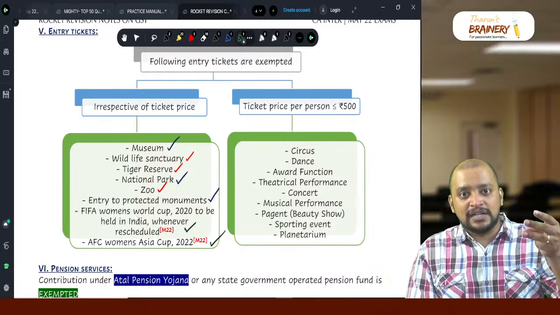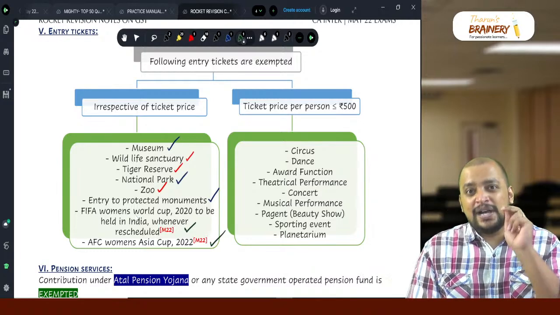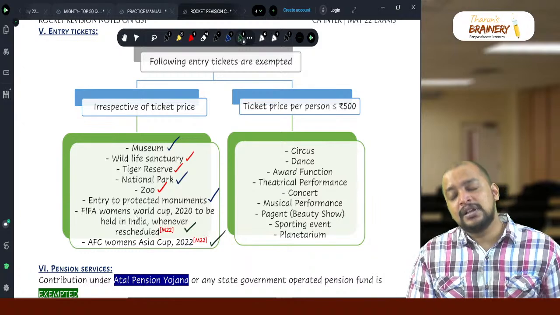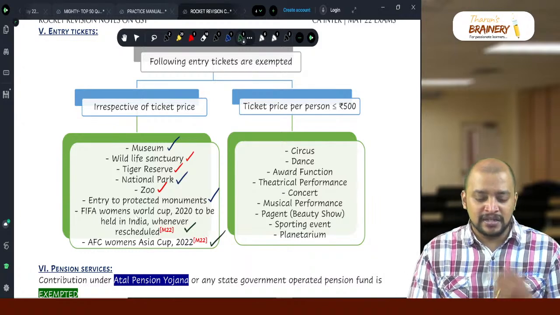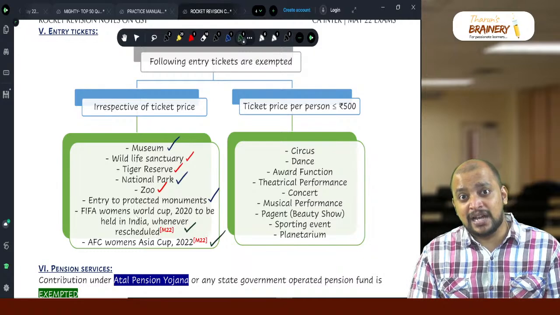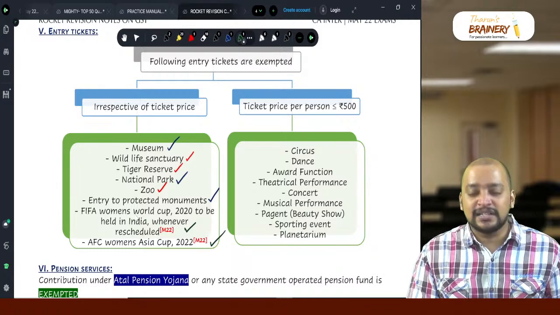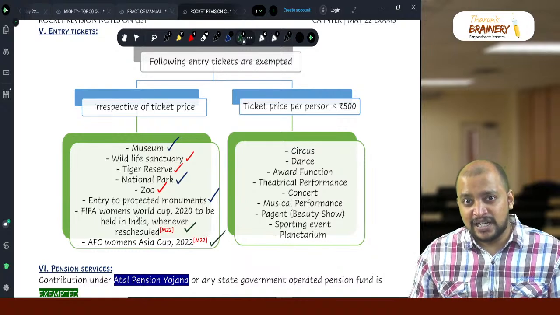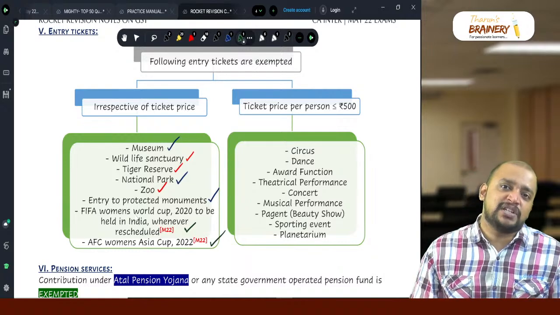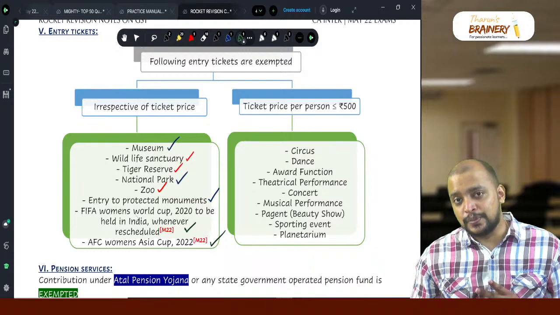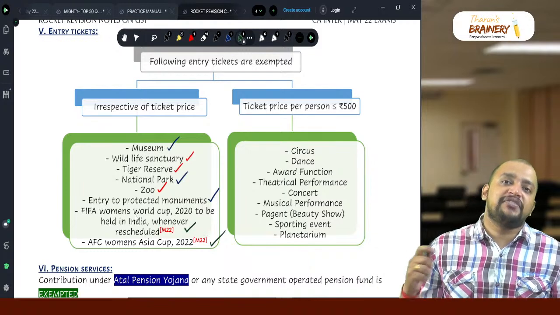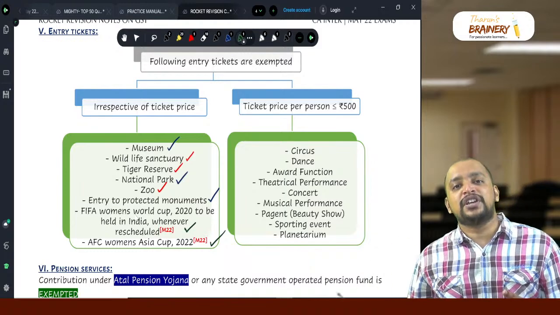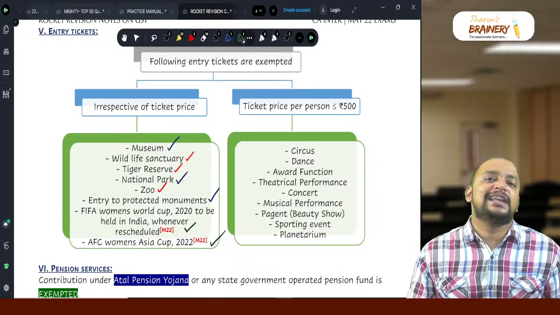First 3 related to animals, that is zoo, wildlife sanctuary, tiger reserve. Then the next three related to places: museum, national park, and protected monuments. Then again two sporting events: FIFA Women's World Cup 2020 and AFC Women's Asia Cup 2022. The 2020 World Cup of FIFA got postponed to 2022, so that's why that is added as an exemption again.